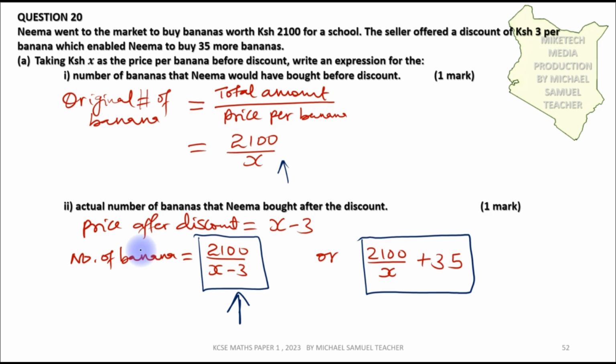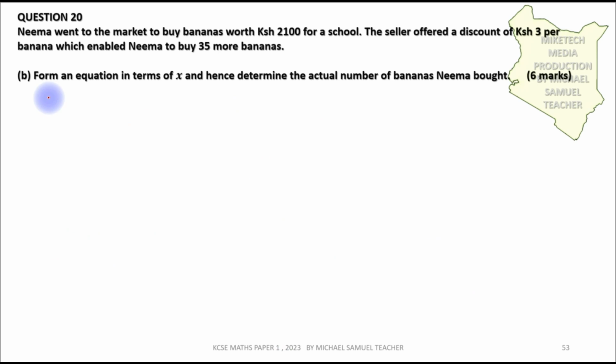So the number of bananas after discount is more by 35 than the original, so that will be 2100 over x minus 3, the number of bananas after discount, which is 35 more than the original number of bananas, which is 2100 over x. If you subtract the two, it will be fine. Remember, 35 more bananas were bought.